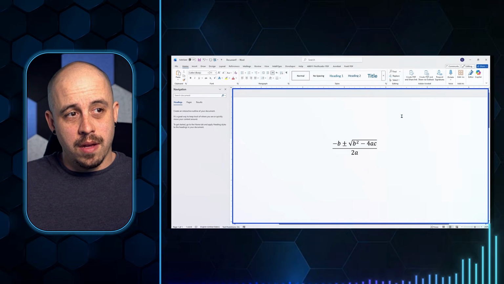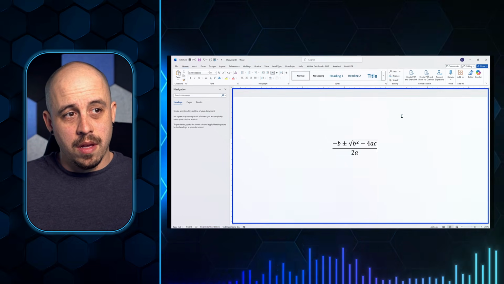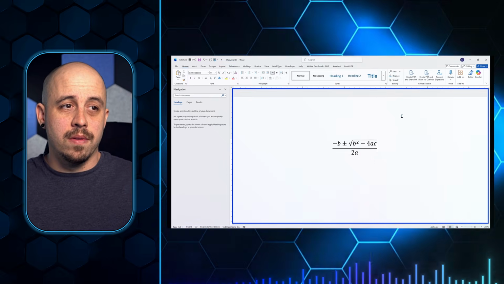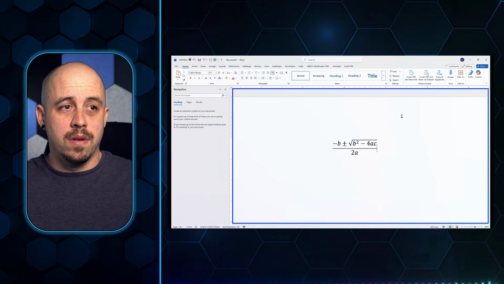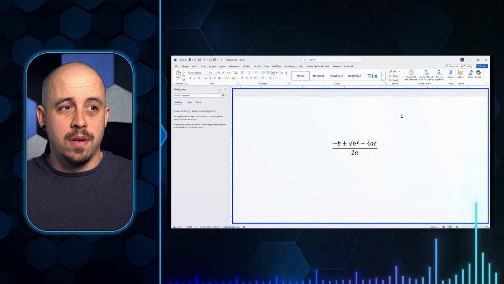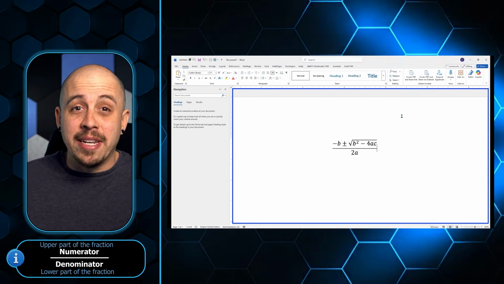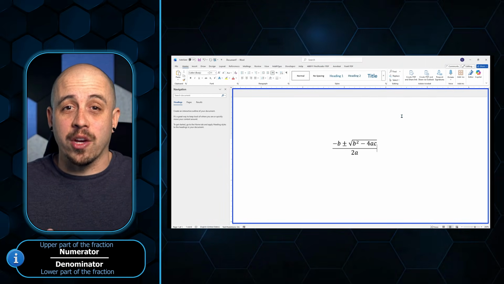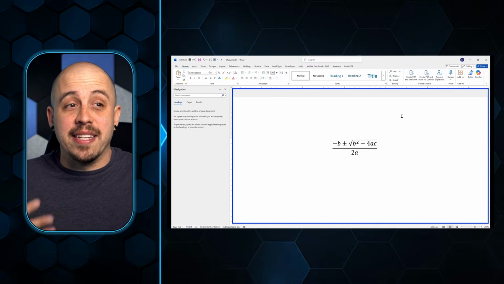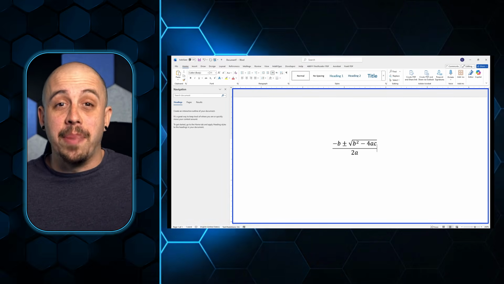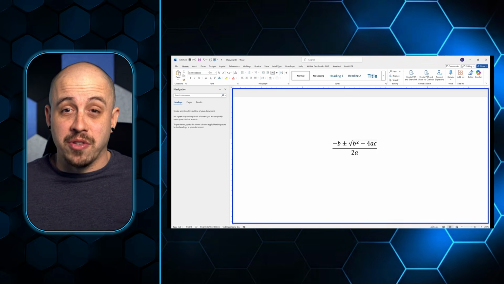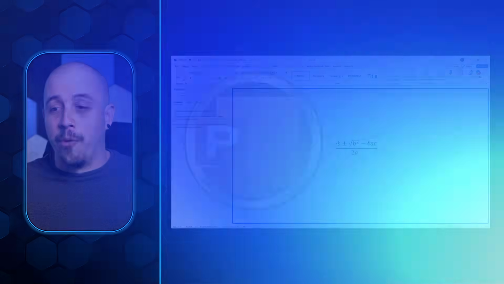The fraction with numerator negative b plus or minus the square root of b squared minus 4ac and denominator 2a. So what it did just now, it gave us the numerator, the denominator, it gave us all of the components of that equation just the way you would expect it to work. This was just using the built-in equation editor from within Microsoft Word. But let's take this over to PowerPoint.